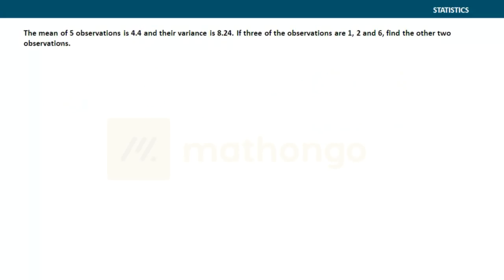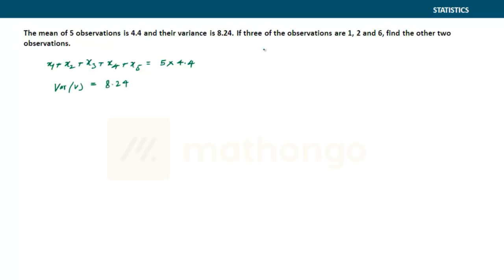It says that the mean of 5 observations is 4.4. So the mean of these 5 observations is given to be 4.4. So the sum is 5 times 4.4, because we know that division by 5 would be there. So I've taken it completely here. This is also given to us. Their variance is given then.